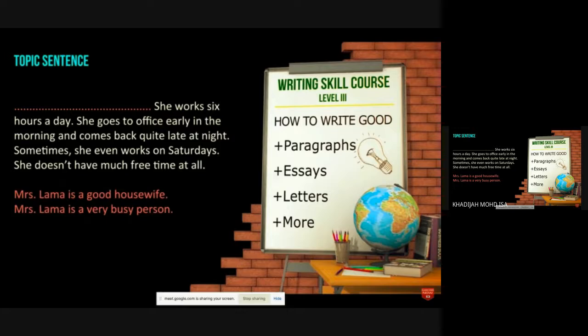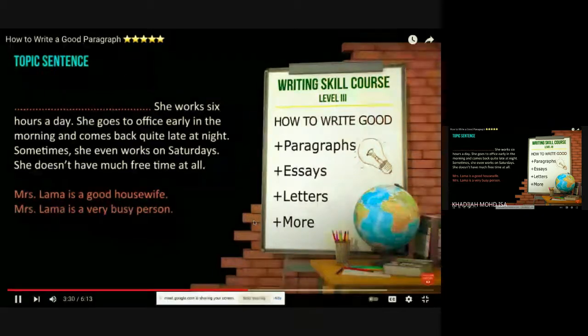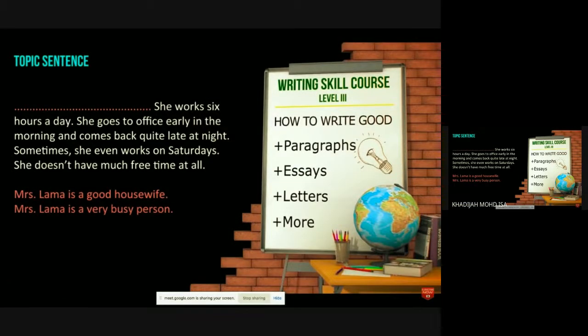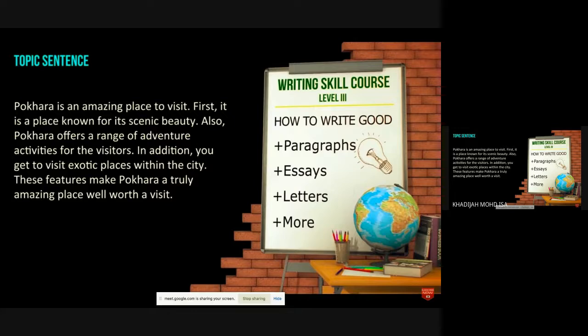As you have seen, the main sentence of a paragraph, which is usually the first sentence, is called the topic sentence. The rest of the sentences in the paragraph are called supporting sentences. They support the topic sentence. Have a look at this paragraph now. It's about Pokhara. What is the topic sentence? Pokhara is an amazing place to visit. The rest of the sentences, which are the supporting sentences, must support why or how Pokhara is an amazing place to visit.